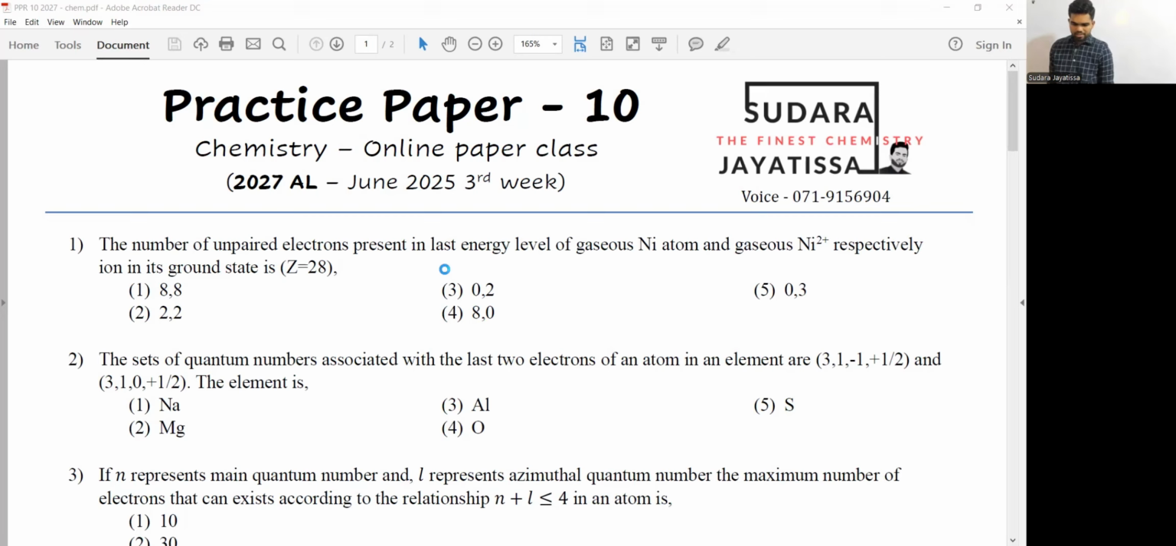The first three questions are from electronic configuration and quantum numbers, which was our most recent topic. So let's start the discussion from the first one. You can see the question here. The number of unpaired electrons present in the last energy level of a nickel atom and a gaseous nickel 2 plus ion. So it's asking about the electrons in the last energy level.